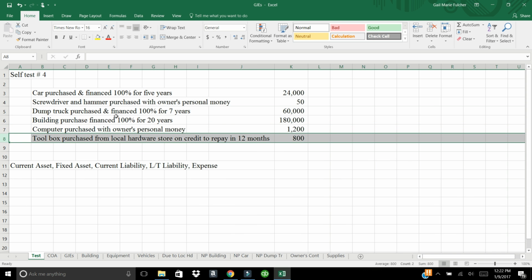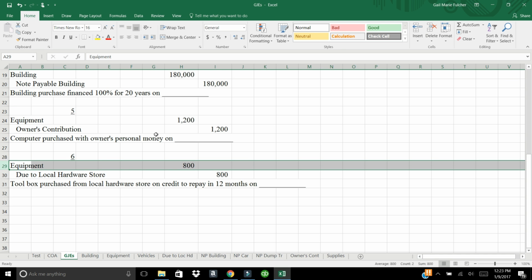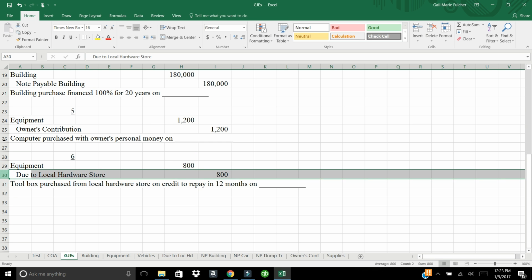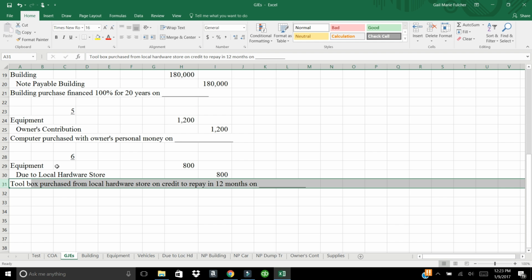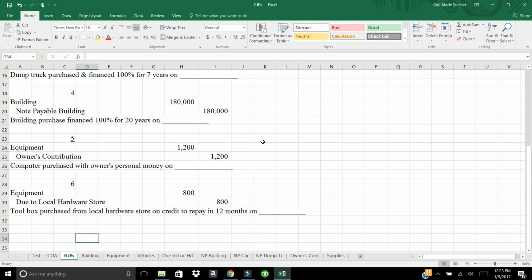Toolbox purchased from local hardware store on credit to repay in 12 months. All right, so let's go to our general journal entry. We're going to post that to the equipment account, $800. The credit will go to due to local hardware store. That's in the liability section of our balance sheet, $800 credit. And our description is toolbox purchased from local hardware store on credit to repay in 12 months on whatever date you picked. So hopefully your journal entries look like this. If not, please reach out and I'll help you as much as I can.